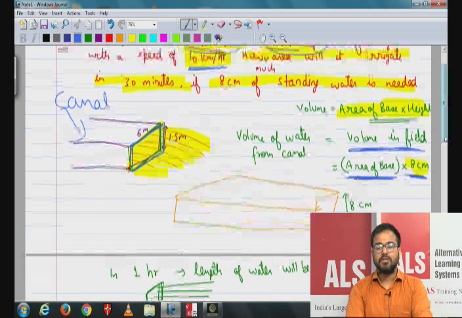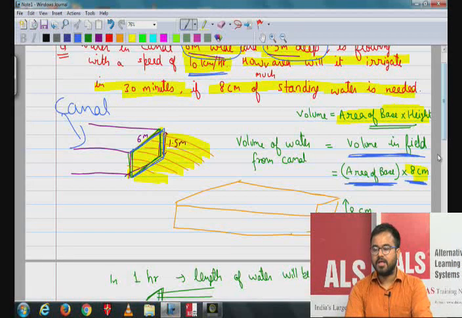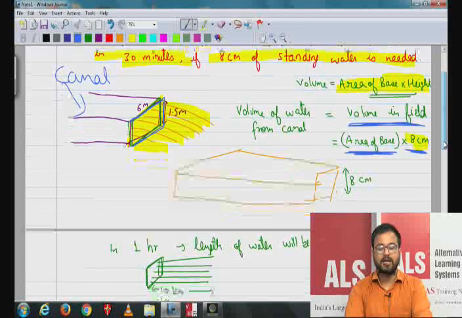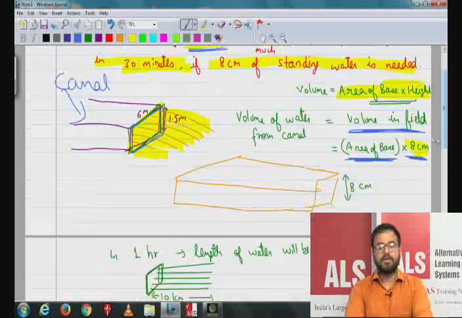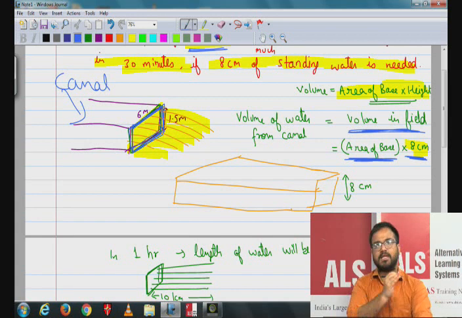So what we will do, we will figure out the volume of the water coming out of the canal. Now in the canal, volume will again be the area of base multiplied by the height. The area of base is nothing but 6 into 1.5 meter. That is the area of the base of the canal. Now how much height or how much length will the water have in those 30 minutes?